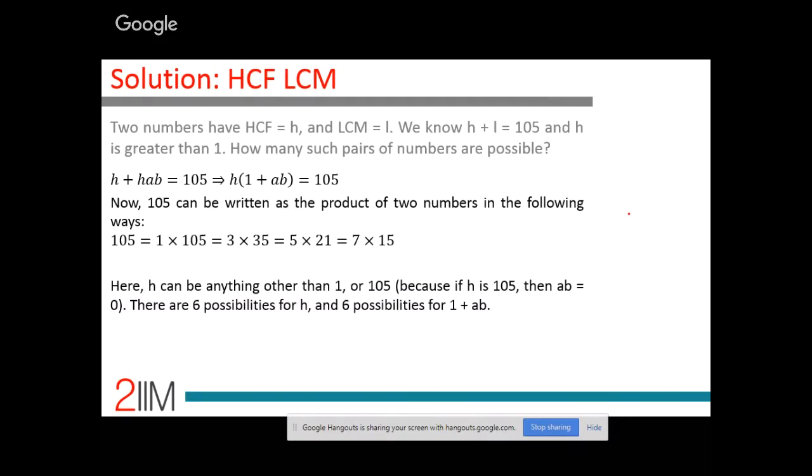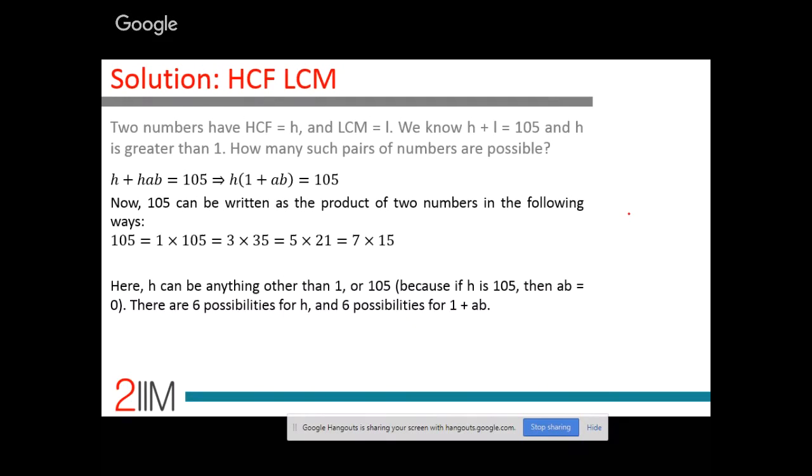So 105 can be written as 1 into 105, 3 into 35, 5 into 21, 7 into 15. Right? HCF cannot be 1. That's given in the question. HCF cannot be 105. That's a given. Then AB would become 0. That's not possible. So HCF can be 3, 35, 5, 21, 7 or 15. And all 6 are possible.